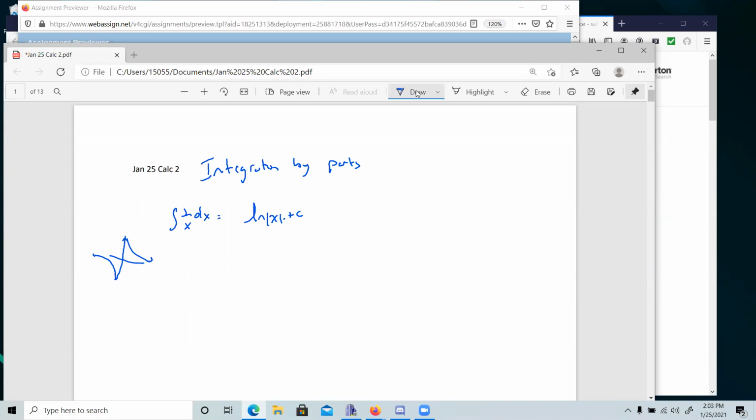So the question is, what do you do to integrate natural log? And the answer is obviously not 1 over x. The derivative of natural log, that was 1 over x. But the integral of natural log right now, that is unknown. So what we're going to do today is learn how this works.